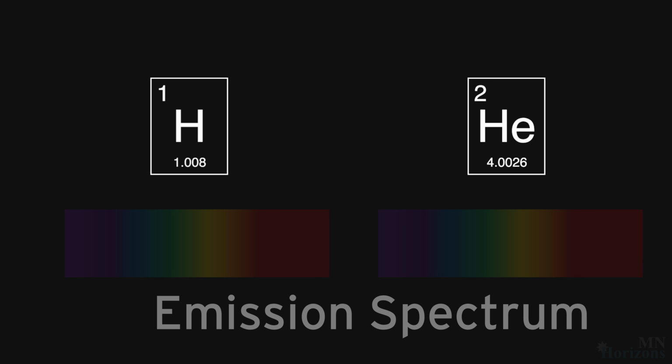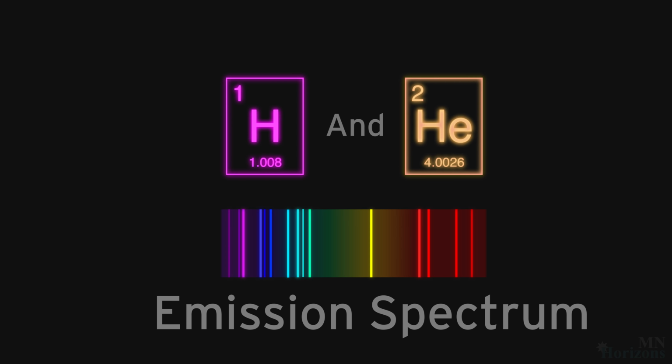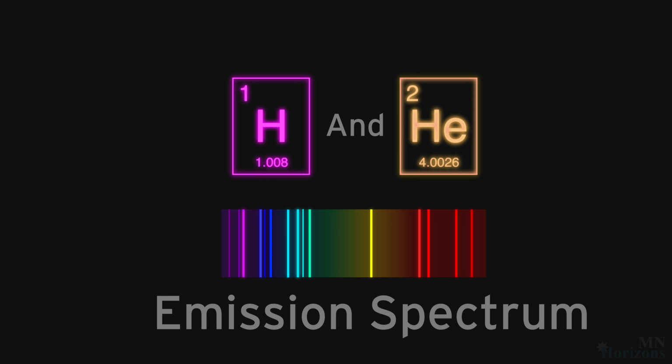Each element produces a unique pattern of emission lines. No two elements have the exact same set of lines, which means these patterns act like fingerprints. By matching the pattern, scientists can identify which elements are present in a light source.